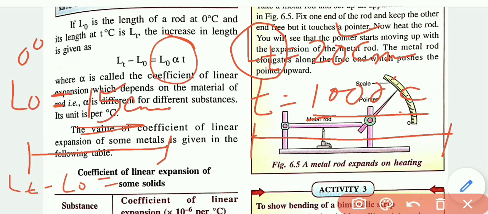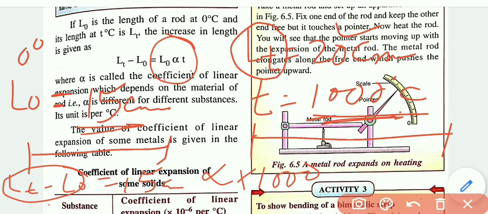What is the value of L0? It is 15 centimeter, and there is one constant term alpha, and this T is 100 degree centigrade. We know LT minus L0 is equal to 20 minus 15, that is 5. So here we get 5 equal to 15 centimeter into alpha into 100 degree centigrade.